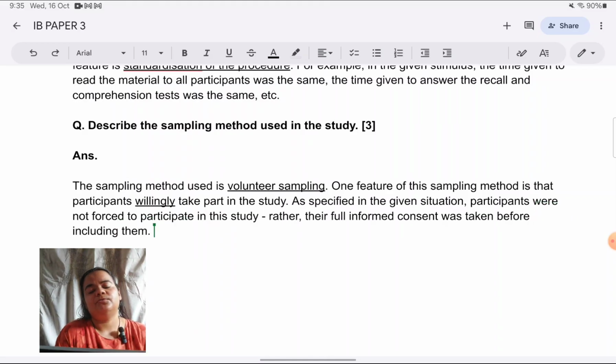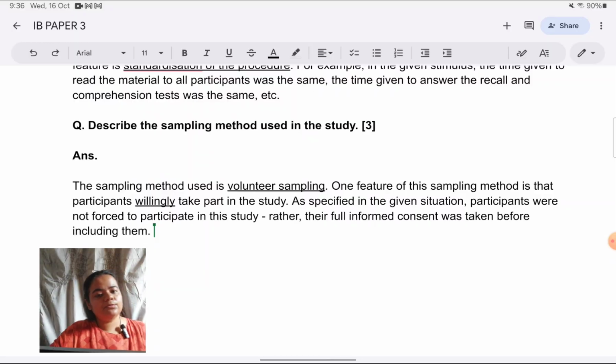Another feature of a volunteer sample is that there is some sort of announcement made or advertisement given, and then people come in response to that advertisement. Only I don't think I'll be able to contextualize it well, because I'm not sure here where they announced the study, or where did they ask participants to come forward for the study. So that is a point I'm avoiding.